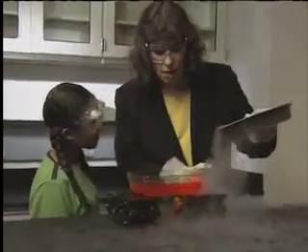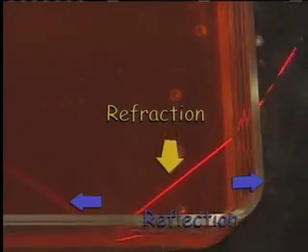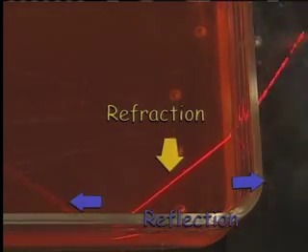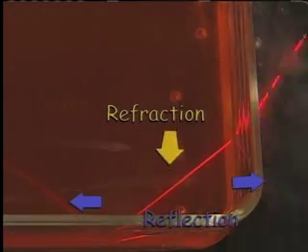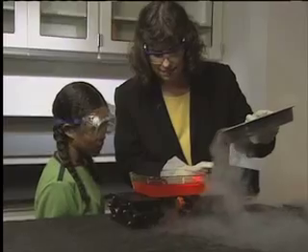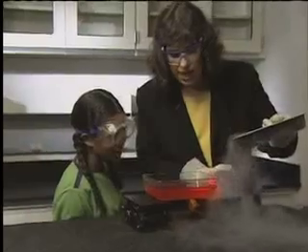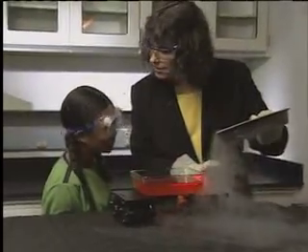Why is that? Well, when light travels from one medium, such as air, to another medium, such as gelatin, its speed changes. And when the speed changes, the light bends, and we call that light refraction. Does the speed of light speed up or slow down when it's going through the gelatin? Well, because the gelatin is thicker than air, it slows down.